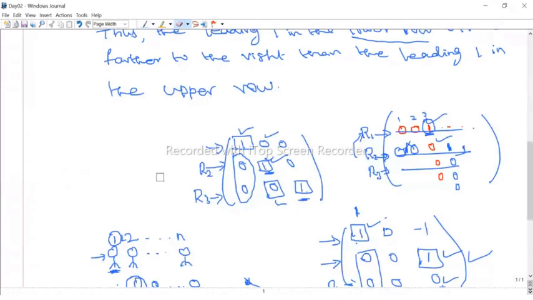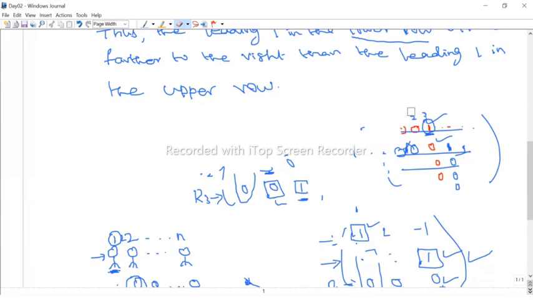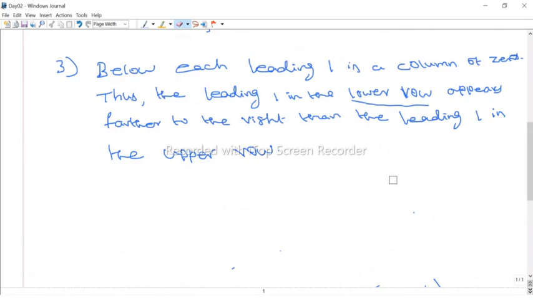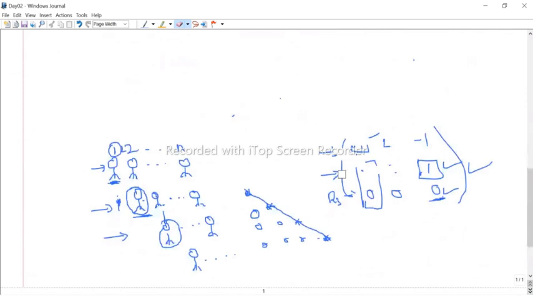So a matrix is said to be in row echelon form if it satisfies three conditions. First, any zero rows should be at the bottom of the matrix, and every non-zero row has a leading entry, which we call a leading one. Below the leading one should be zero. And the leading ones in lower rows appear farther to the right than the leading one of the upper row. If the matrix satisfies these three properties, then we say the matrix is in row echelon form.